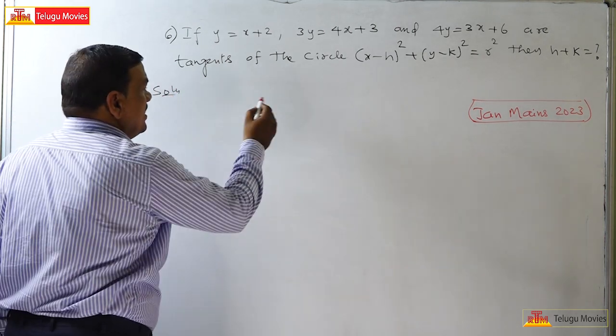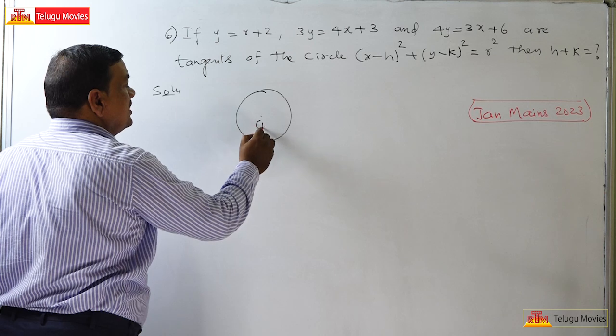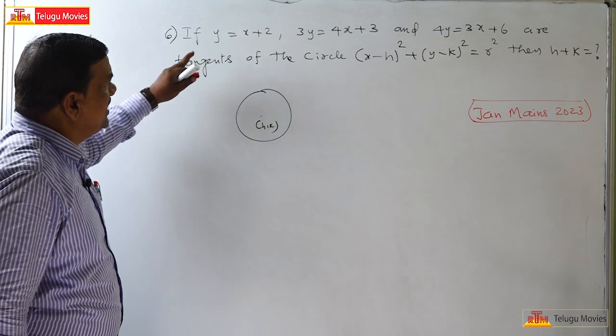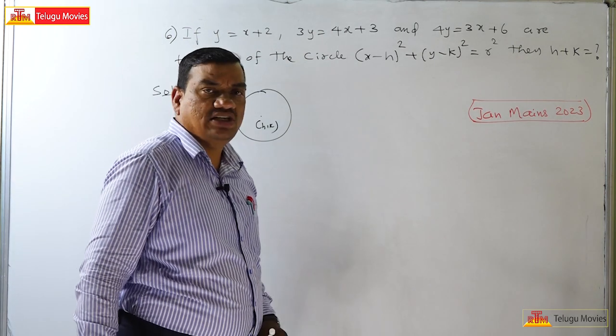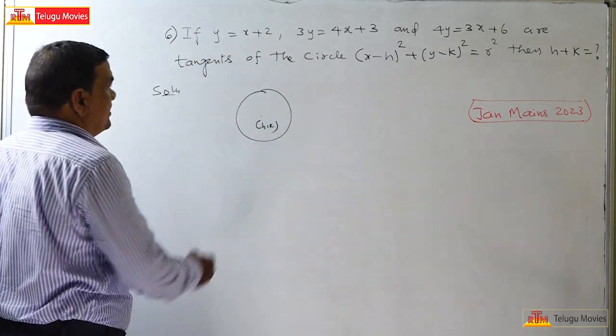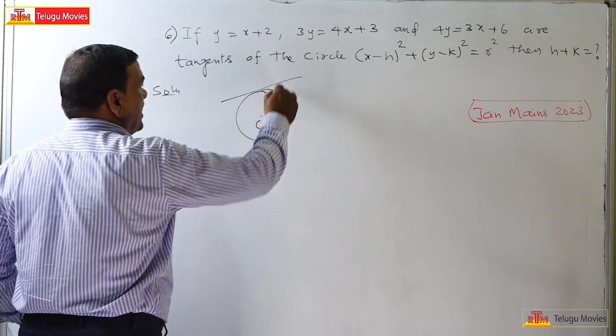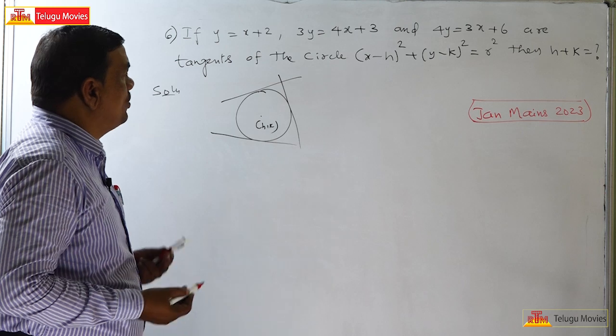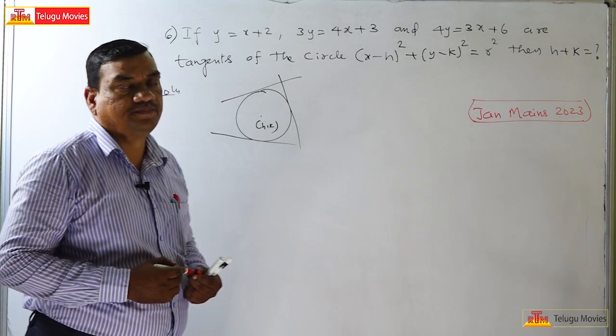That means here there is a circle whose center is h comma k. There are 3 tangents. Are there any parallel tangents or anything? Nothing is there. So all are different tangents. So this is one tangent, another tangent, this is another tangent. There are 3 tangents. Now he has asked to find out h and k.